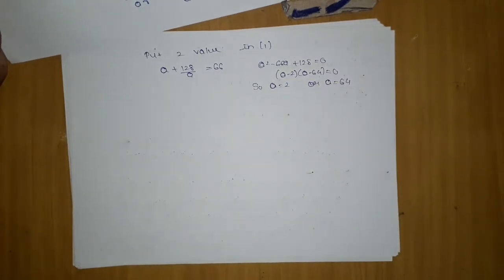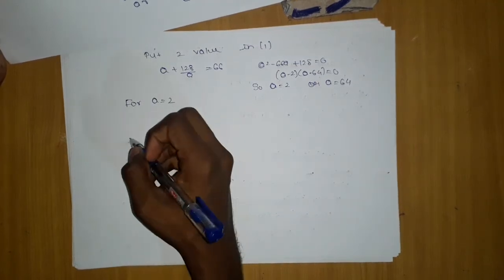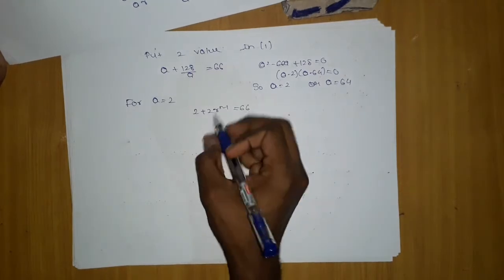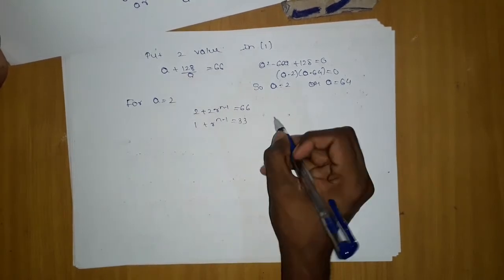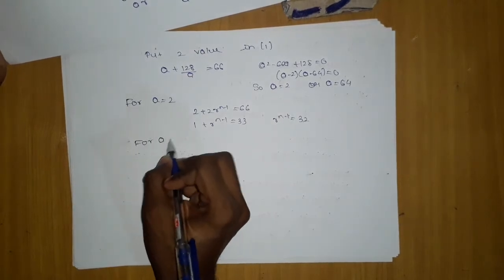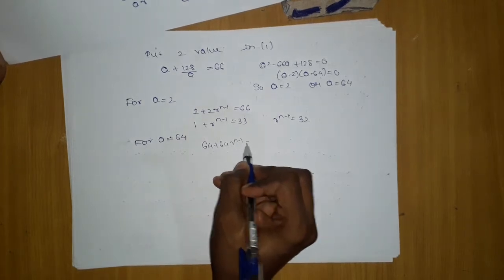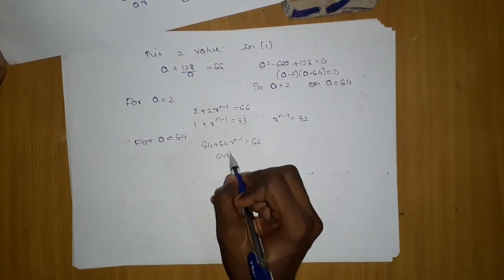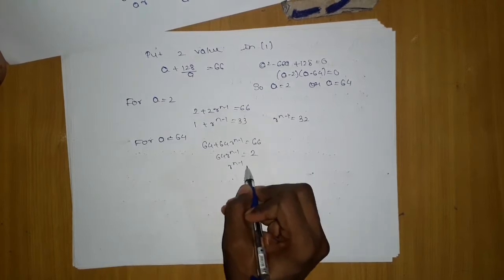Now for a equals 2, 2 plus 2 into r power n minus 1 equals 66, giving me 1 plus r power n minus 1 equals 33, which gives r power n minus 1 equals 32. Now for a equals 64, 64 plus 64 into r power n minus 1 equals 66, which gives 64 r power n minus 1 equals 2, so r power n minus 1 will be 1 by 32.